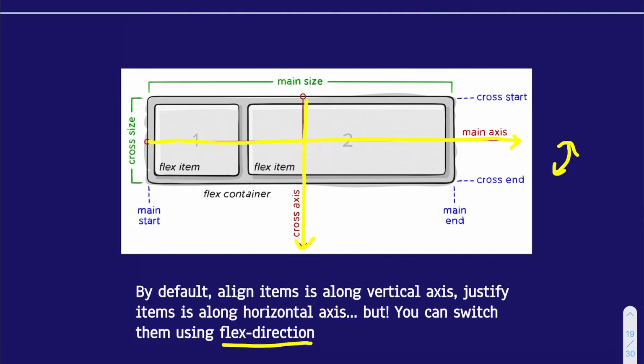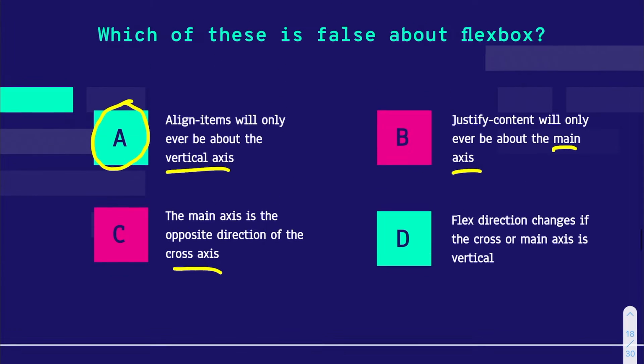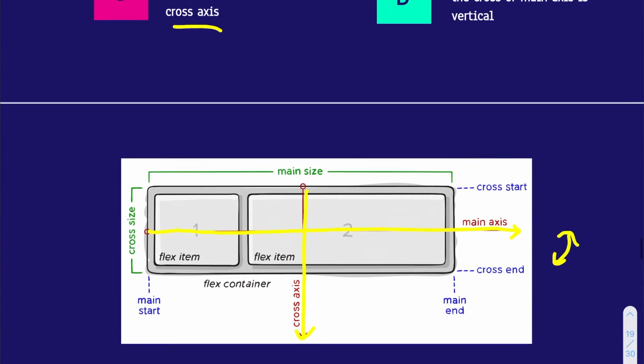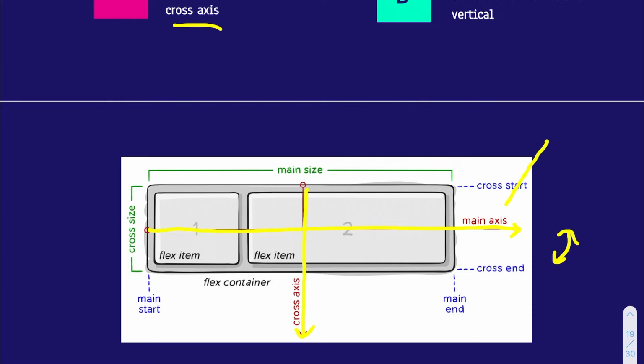So if you did flex direction column, it would switch the two of these axes. So now the main axis is vertical and the cross axis is horizontal. By default, this value is row, but if you switch it to column, it will switch the two. So when we see the main axis, we want to connect that with justify content. And when we see the cross axis, we want to connect that to align items.